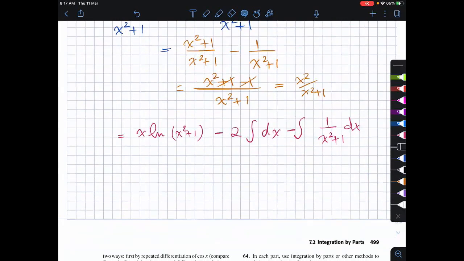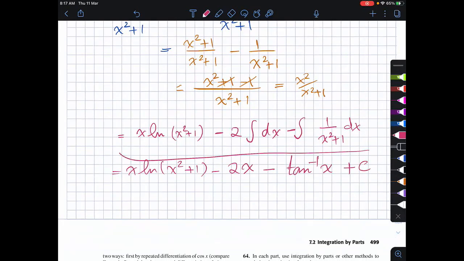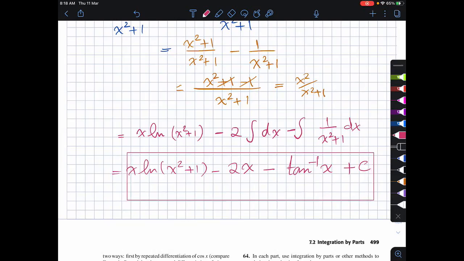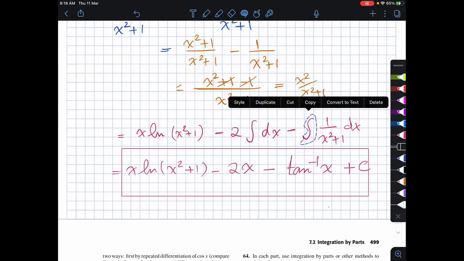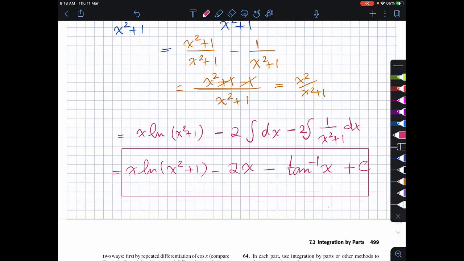So finally, we write the answer as x ln(x squared plus 1) minus 2 times the integral of 1 dx, which is x, minus tan inverse of x, plus c. Or arctan of x plus c. So it's 2 tan inverse. Why? Because the 2 was multiplied by it, so here it's 2 also.